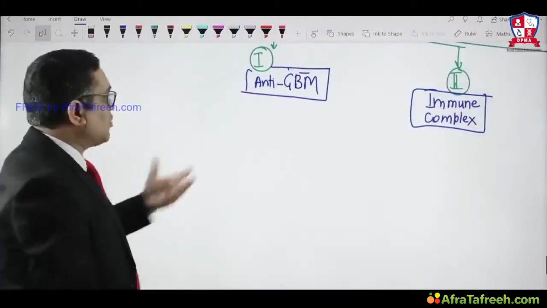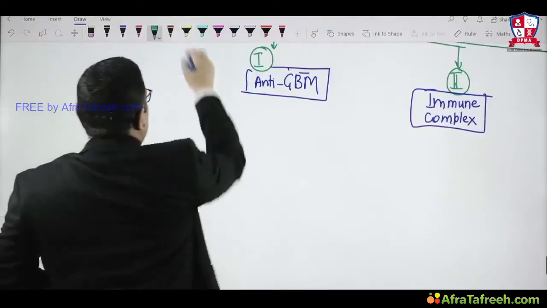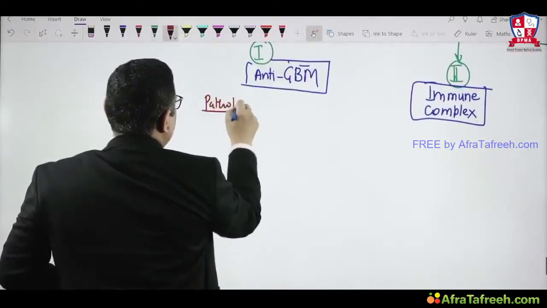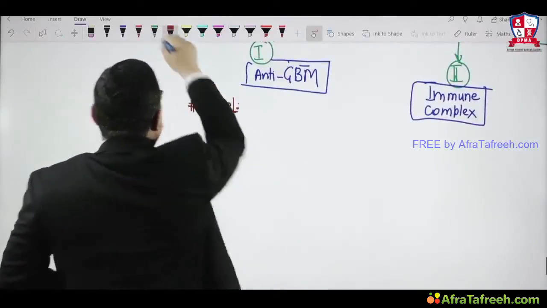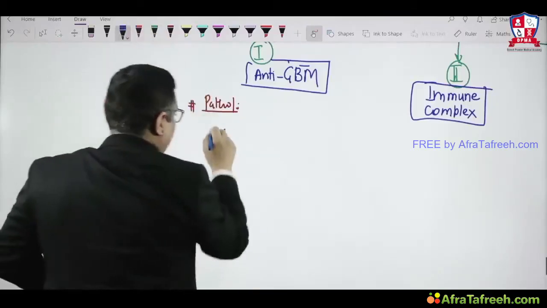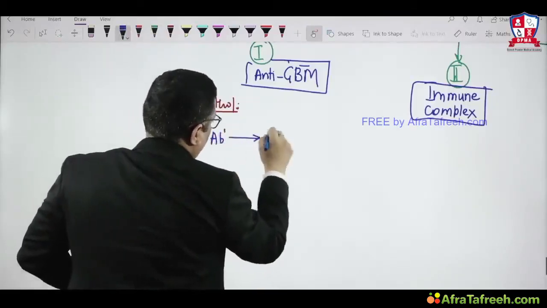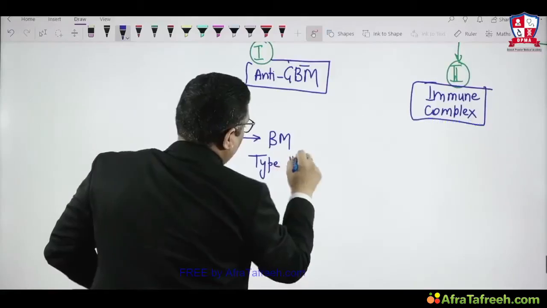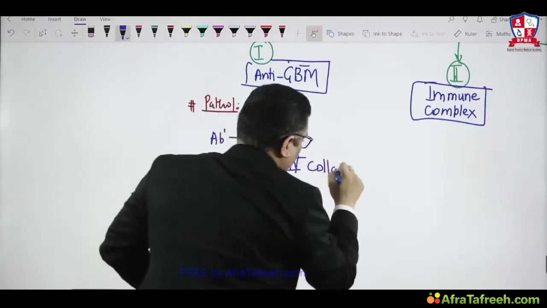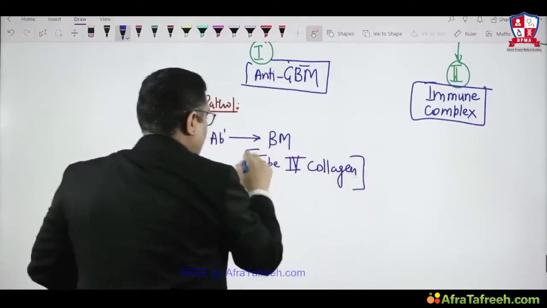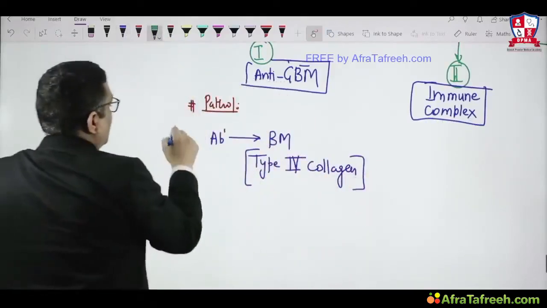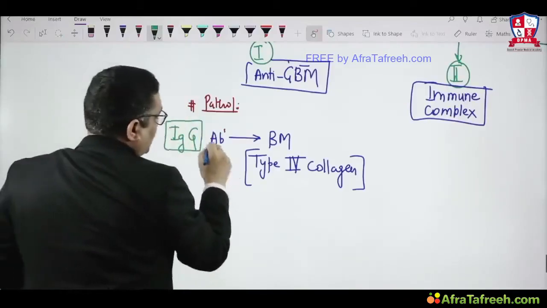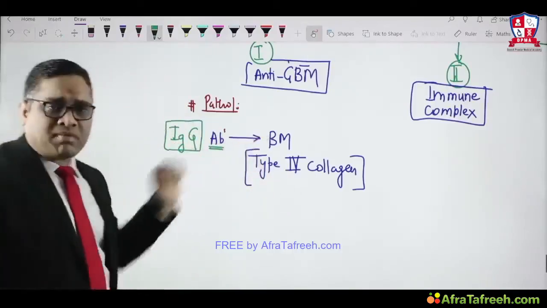In anti-GBM, anti-glomerular basement membrane, what is the basic pathology? When you will see the basic pathology here, basic pathology is antibodies are formed against the basement membrane. Basement membrane is having which type of collagen? You remember, type 4 collagen. So their basic target is type 4 collagen of the basement membrane. So what I am showing you here, it is IgG antibodies, right? So it is basically IgG antibodies, and their targets are type 4 collagen of the basement membrane, right?